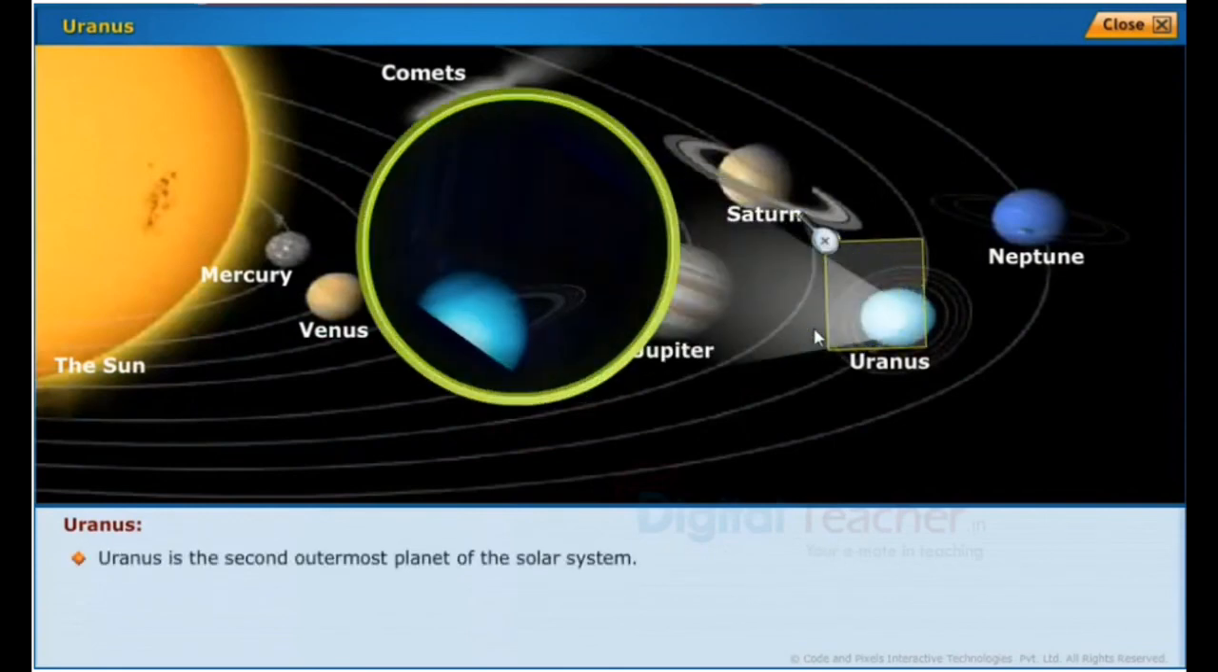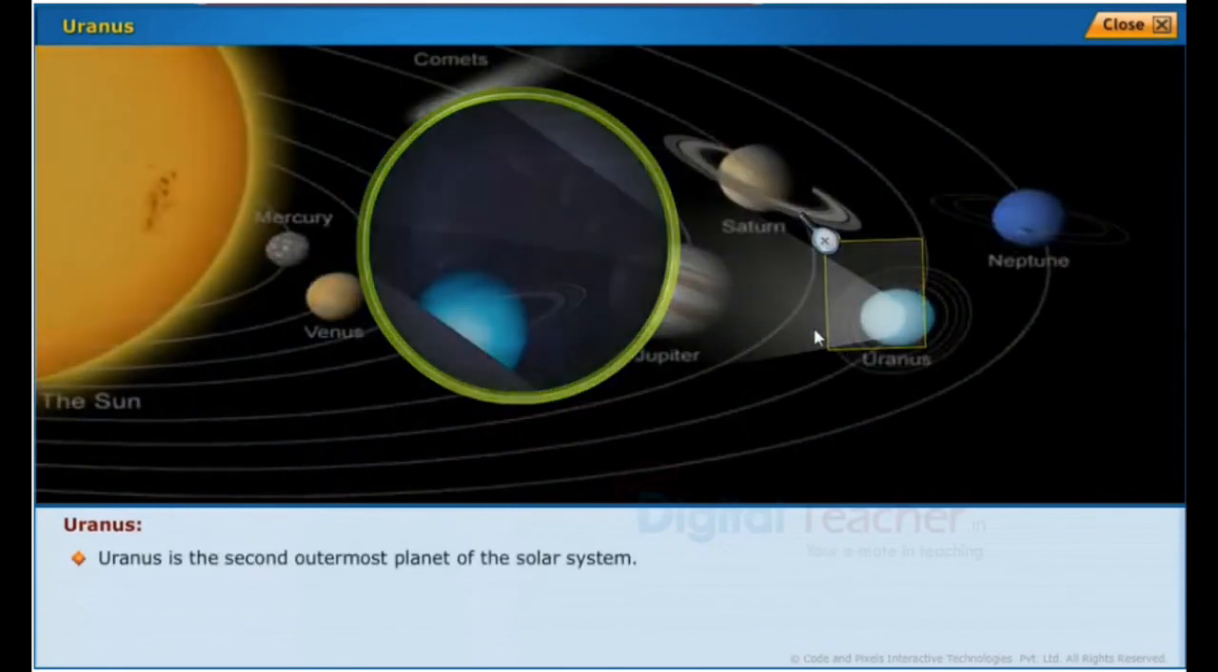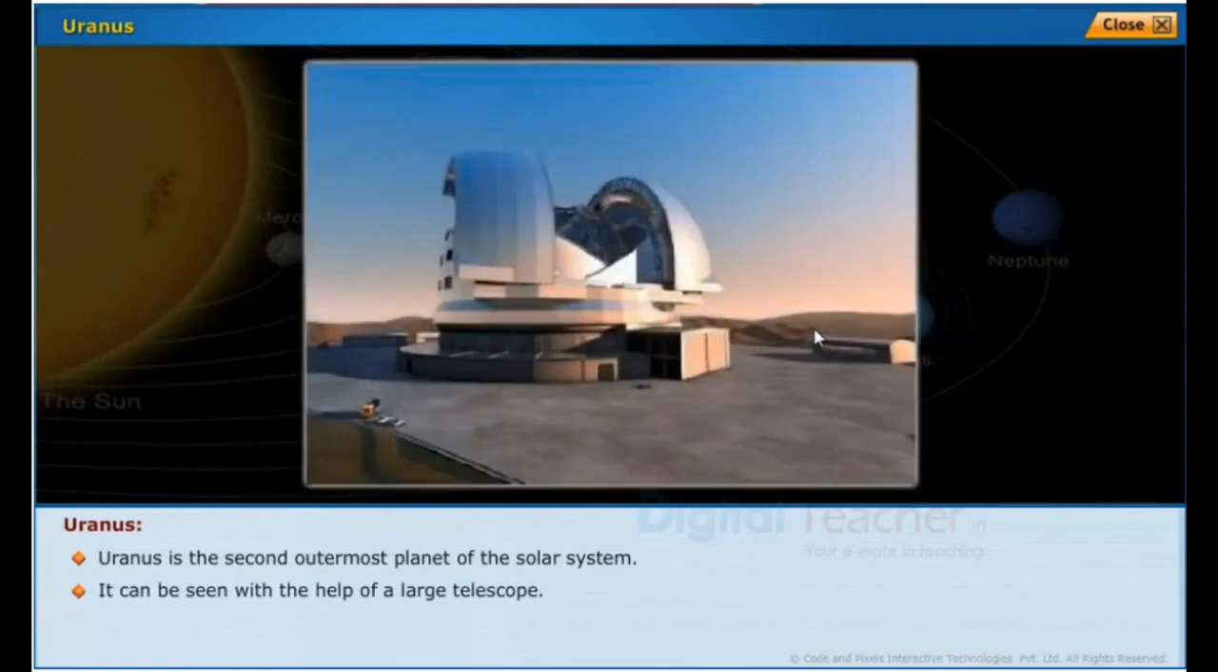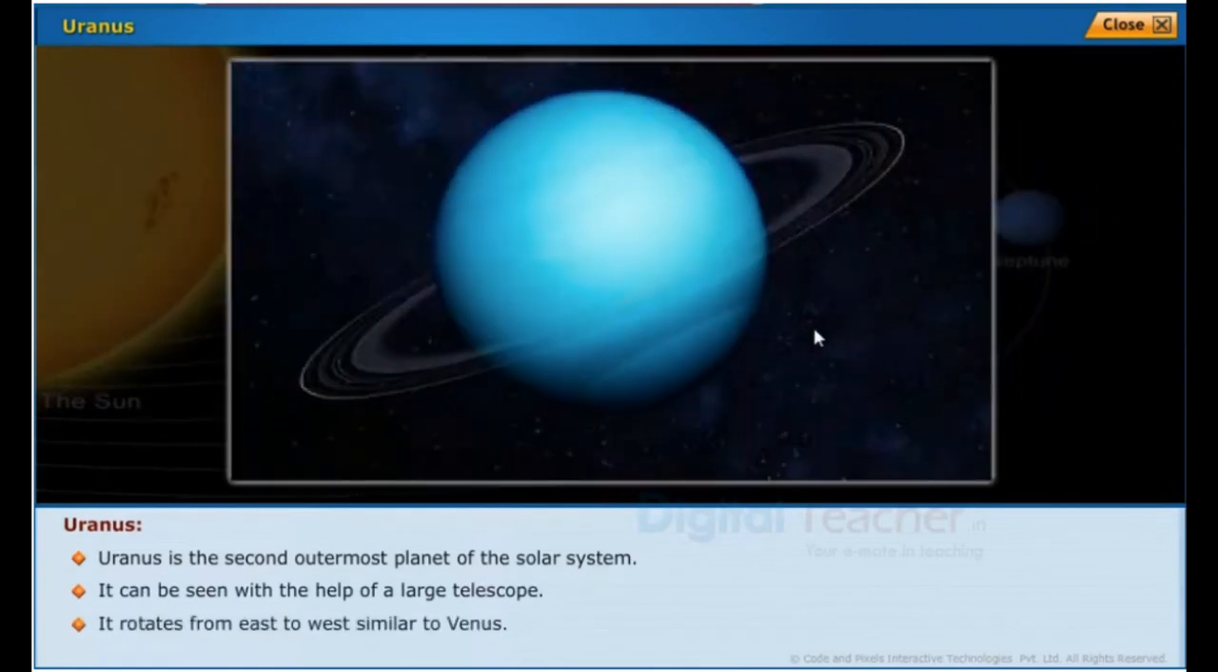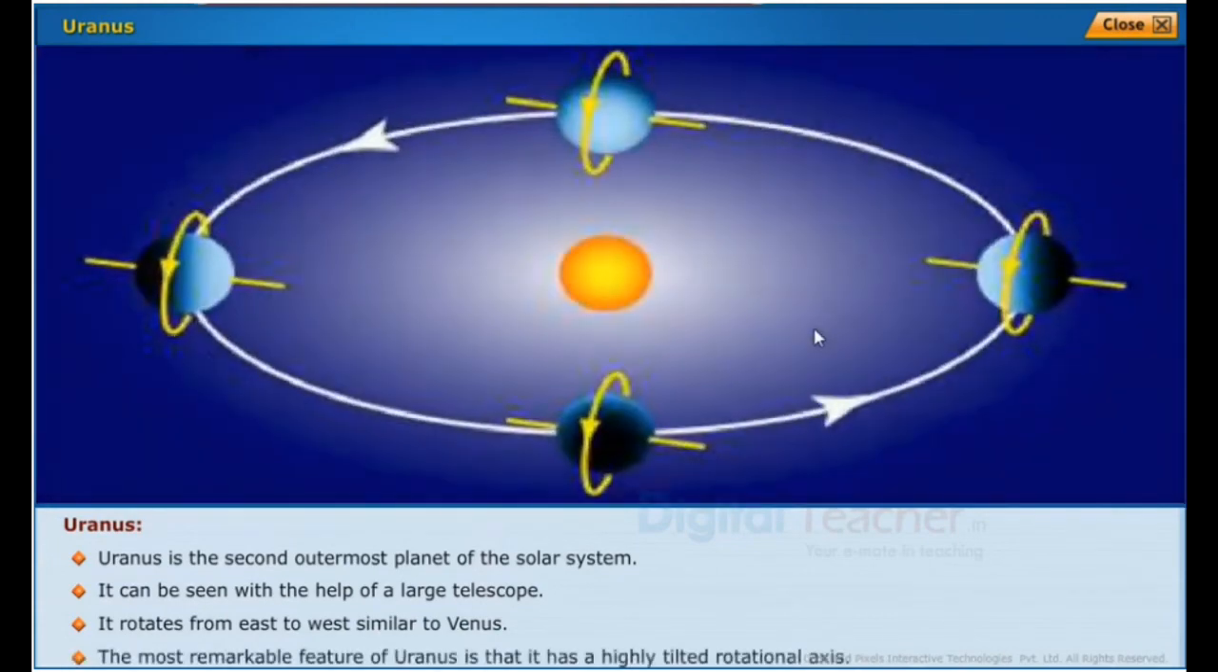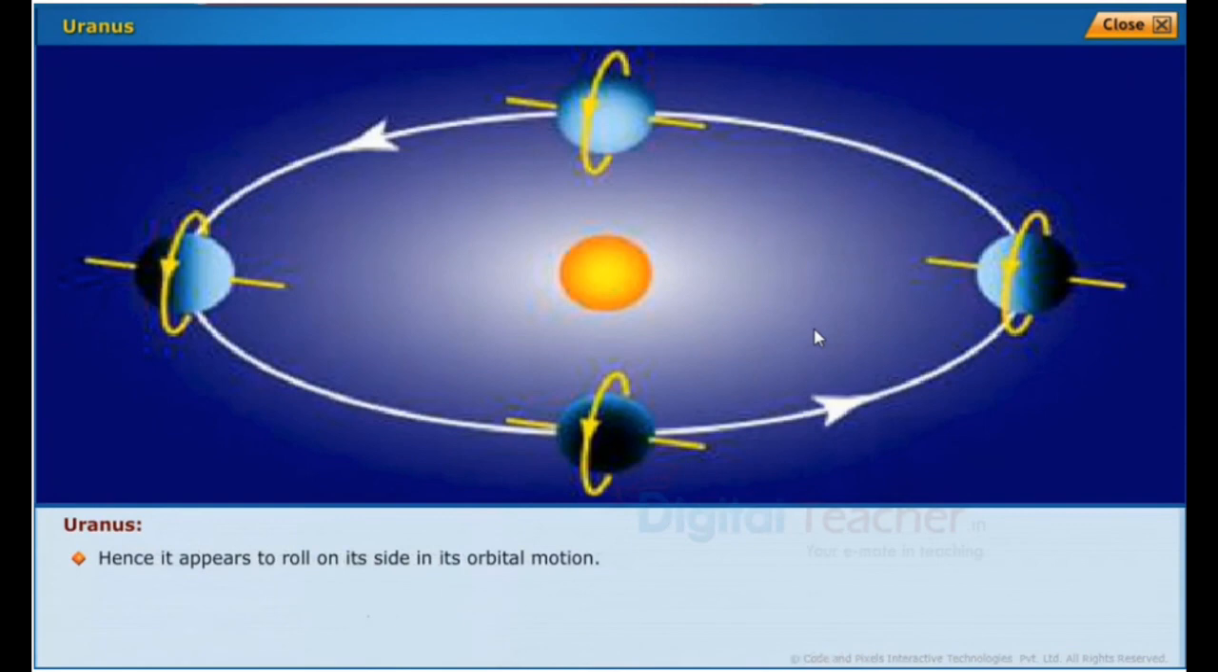Uranus is the second outermost planet of the solar system. It can be seen with the help of a large telescope. It rotates from east to west, similar to Venus. The most remarkable feature of Uranus is that it has a highly tilted rotational axis. Hence, it appears to roll on its sides in its orbital motion.